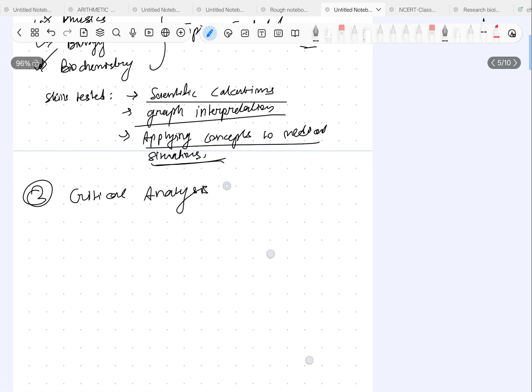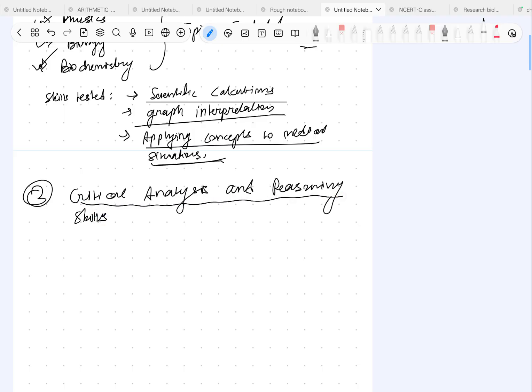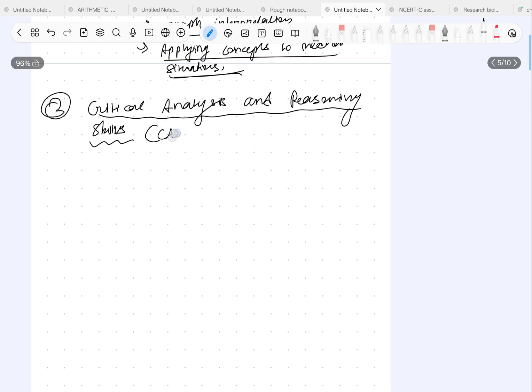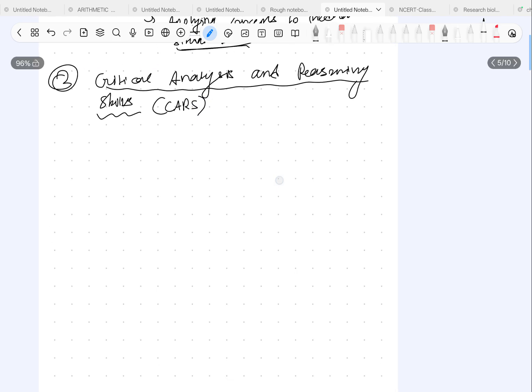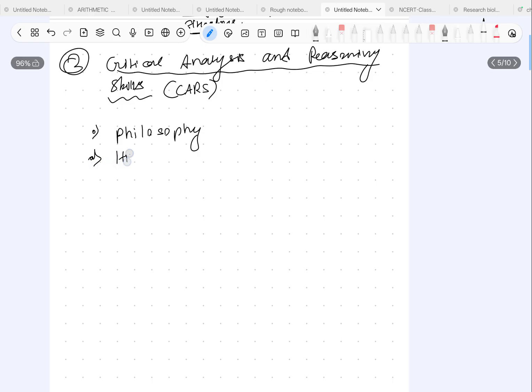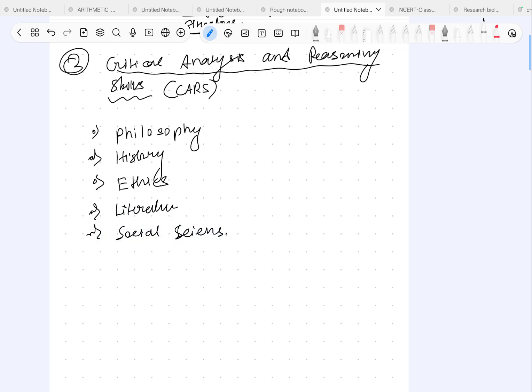Okay, analysis and critical analysis and reasoning skills. This is basically called CARS. In this, they will also teach concepts like philosophy, history, and ethics. Philosophy, history, ethics, and literature. And what? Literature and social science. Okay, so the skills which are tested here, like reading comprehension.